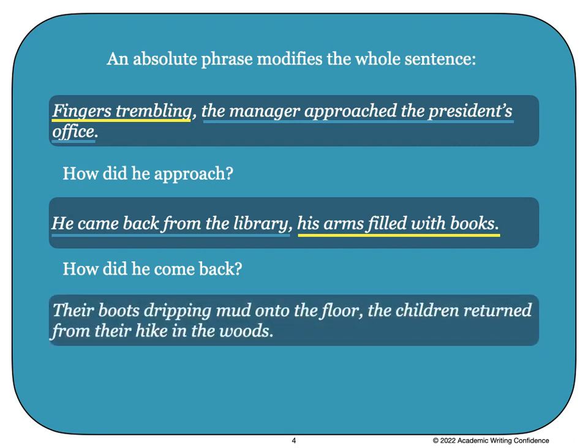Their boots dripping mud onto the floor, the children returned from their hike in the woods. The main sentence here would be, the children returned from their hike in the woods. How did they return? Their boots dripping mud onto the floor.